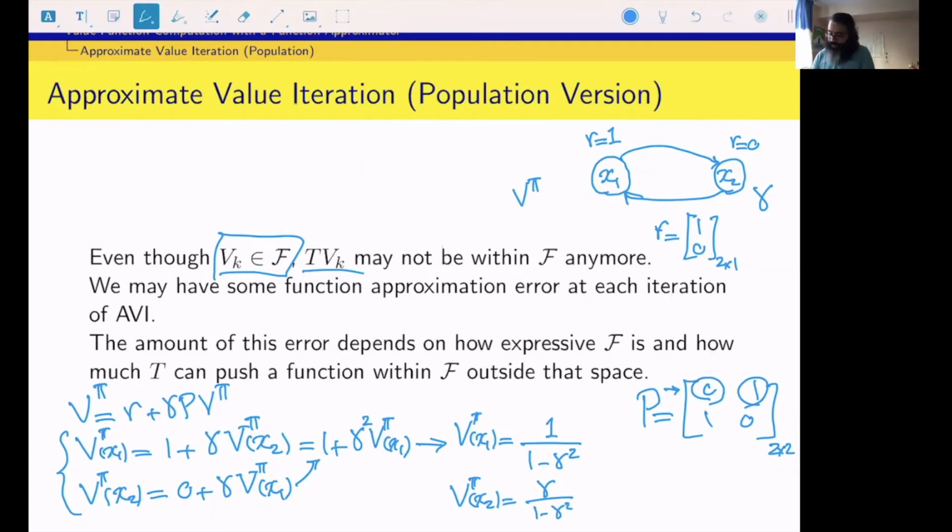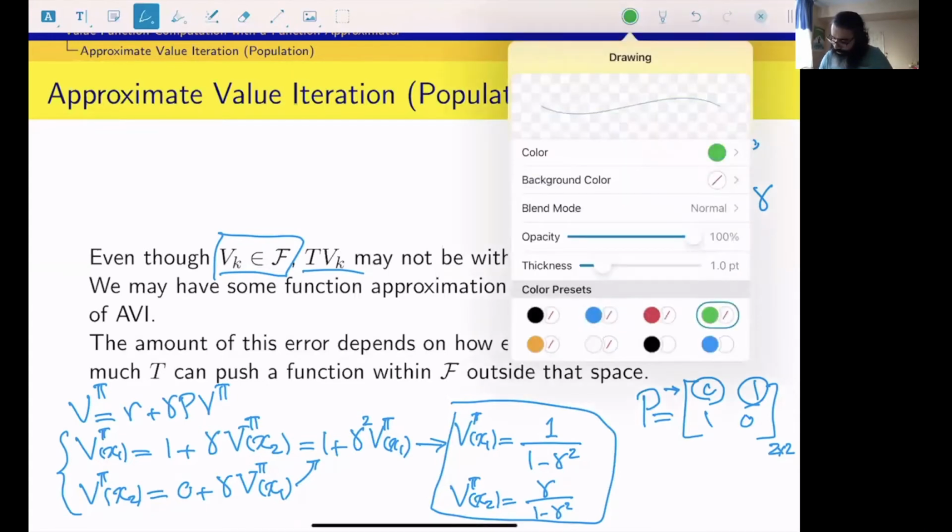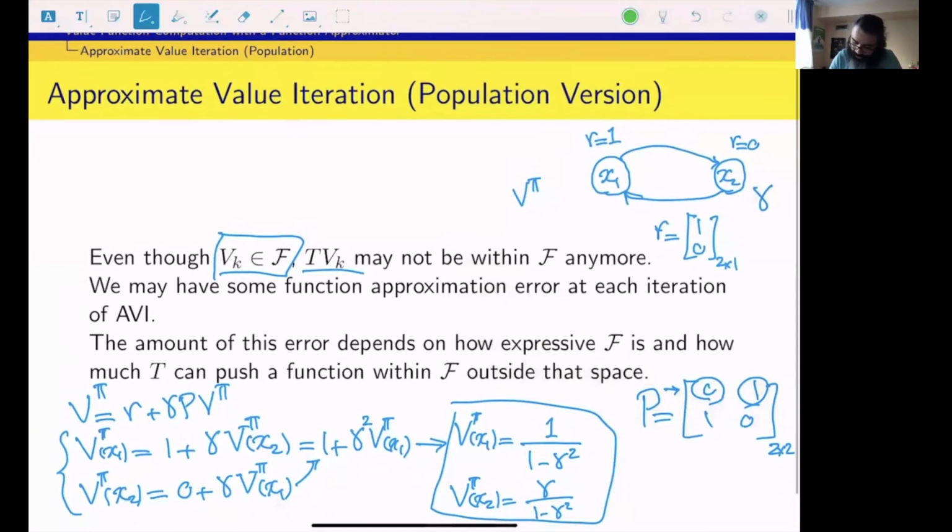Okay, now this is the true value function, a vector with this specific form. Now the question is, suppose we want to use a simple function approximator, and the function approximator that we use assigns the same value to both states. So I can write the function approximator as V of x equals theta.